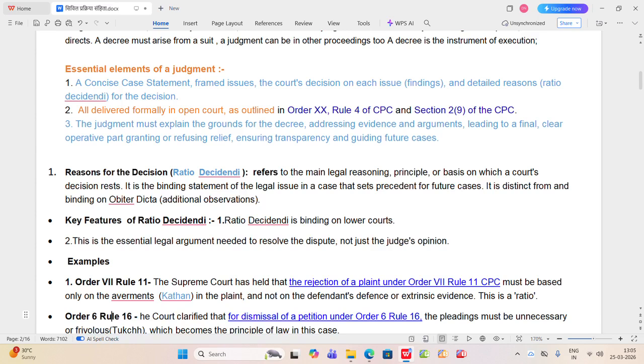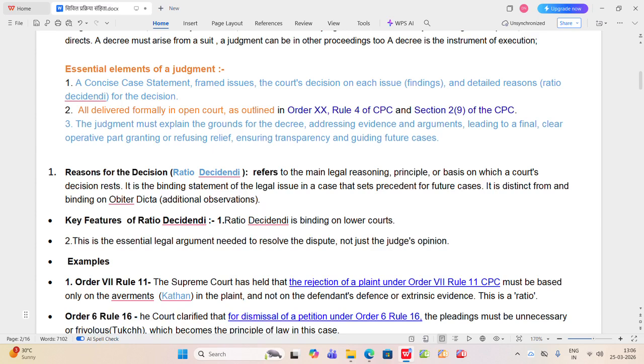Order 7 Rule 11. The Supreme Court has held that the rejection of a plaint under Order 7 Rule 11 CPC must be based only on the averments in the plaint. It means any plaint which has been submitted to the court may be rejected, but on the basis of the averments, kathan, जो उसमें कहा गया है in the plaint, and not on the defendant's defense or extrinsic evidence. कोई बाहरी साक्ष्य के द्वारा या उस डिफेंडेंट को बचाने के प्रयास में आपने प्लेंट को रिजेक्ट किया, this is not to be done. This is the decision of the Supreme Court.